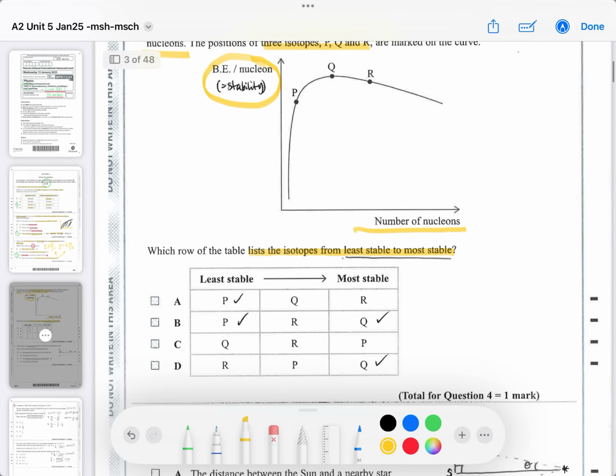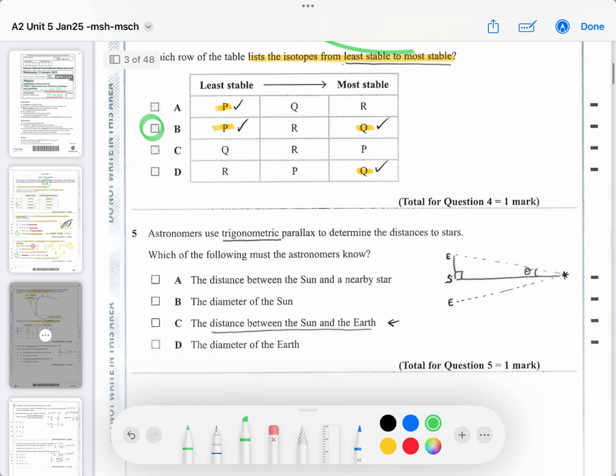So whichever is highest is the most stable. So Q is what you're looking for. Q is the most stable, so it's got to be B or D, and P is the lowest, so P is the least stable, so it's got to be in that order. So that shows you the answer is B. Very simply, most stable is basically how high up they are on the stability curve.